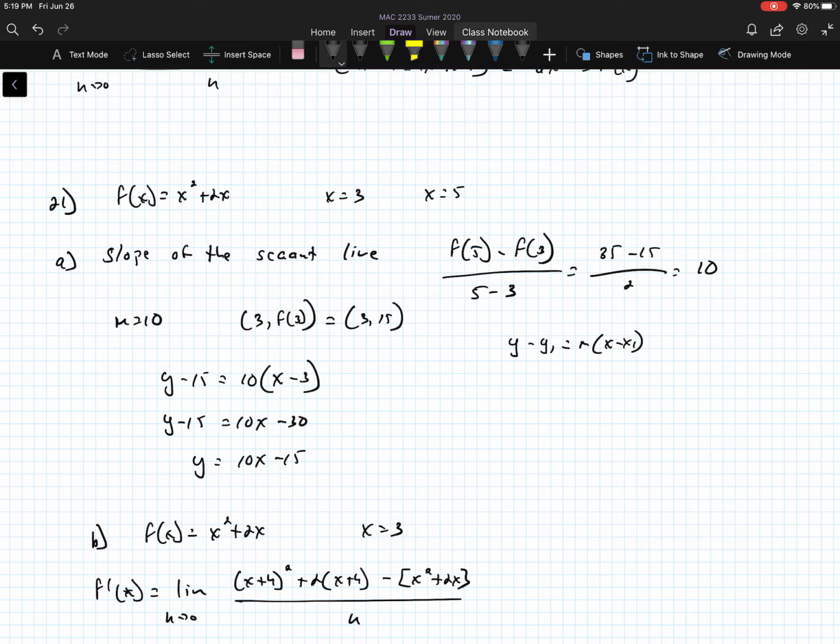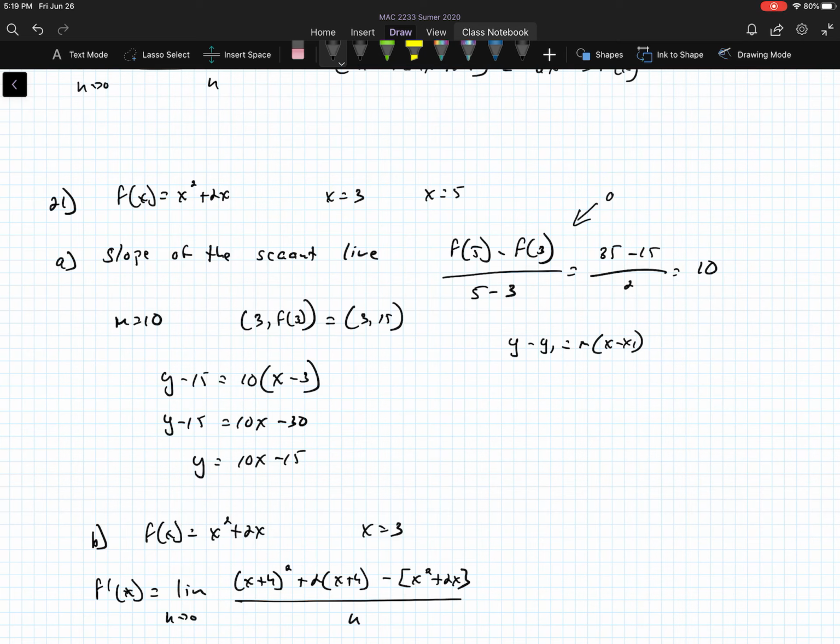Now for number 25, we have f of x defined to be x squared plus 2x. So we have x is equal to 3 and x is equal to 5. So the slope of the secant line is just going to be the average rate of change. This formula here is the average rate of change. So the average rate of change for f of x as x goes from 3 to 5 is 10 units. So then that's going to be the slope, right? And so we're going to use the point 3 and f of 3, which comes out to be 15. We're going to plug that into the point slope formula, and then we're going to get the equation, which is just y is equal to 10x minus 15.